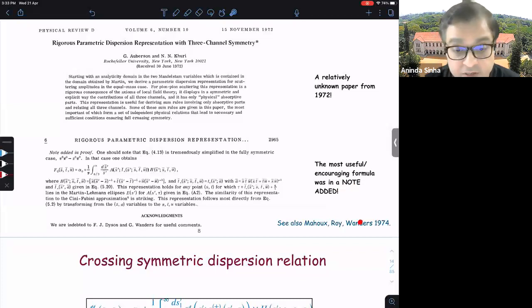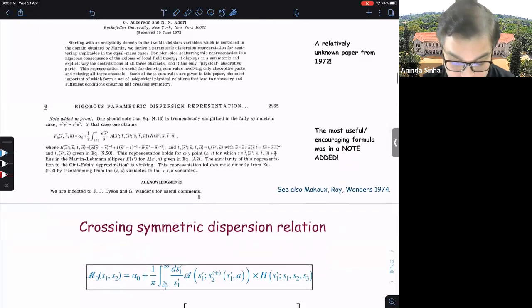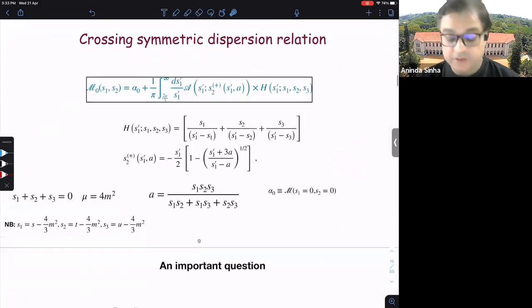Here also there is a TIFR connection, because the crossing symmetric dispersion relation was also worked on by SM Roy and his collaborators in the 1970s. I believe that this did not catch on because the main use of these crossing symmetric dispersion relations is in the context of effective field theories, and probably that was the reason why this never caught on. So let me just tell you what the formula is, and then I'll put it to the test.